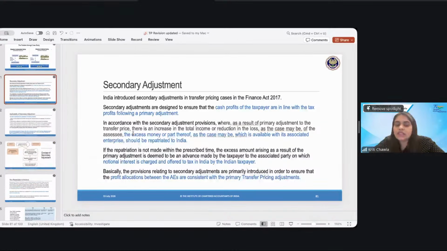Basically, secondary adjustment provisions are introduced so as to make sure that profit allocation between AEs is consistent with primary adjustments.